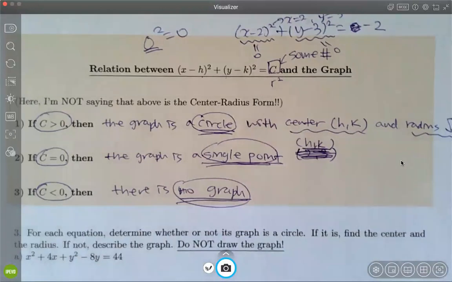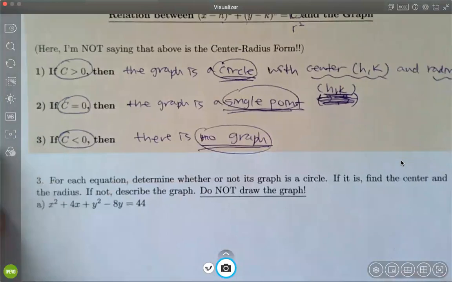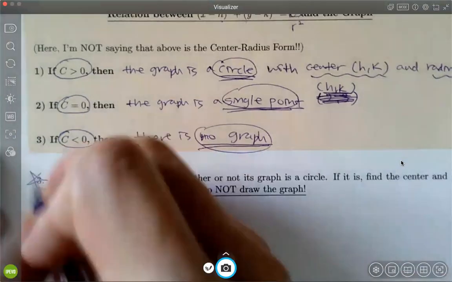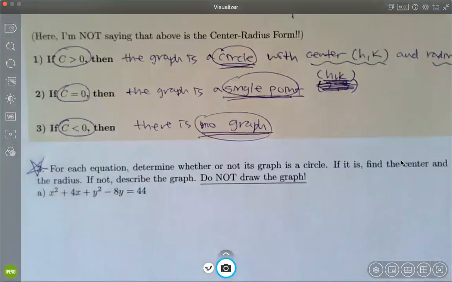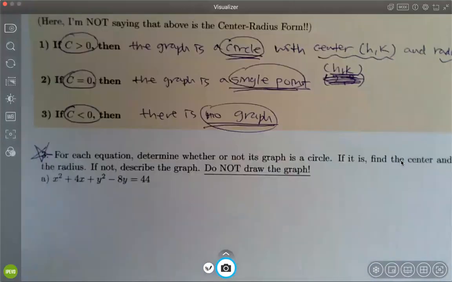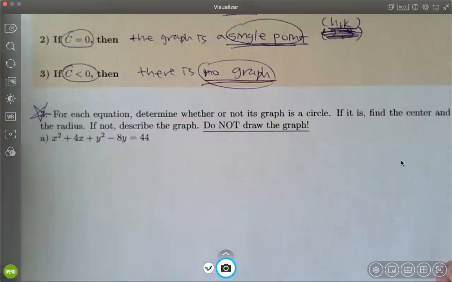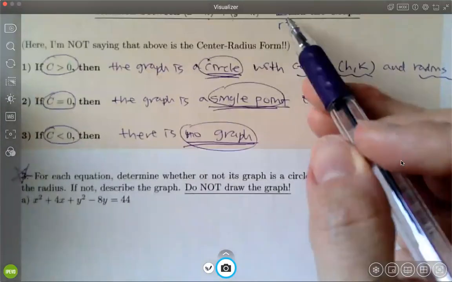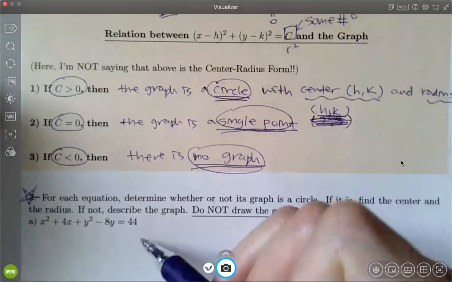So now, let's look at this following problem. This is the main problem of this section, the circle. For each equation, determine whether or not the graph is a circle. If it is, find the center and the radius. If not, describe the graph. So now, here is c, which is the number on the right side. Is c equal to 44?